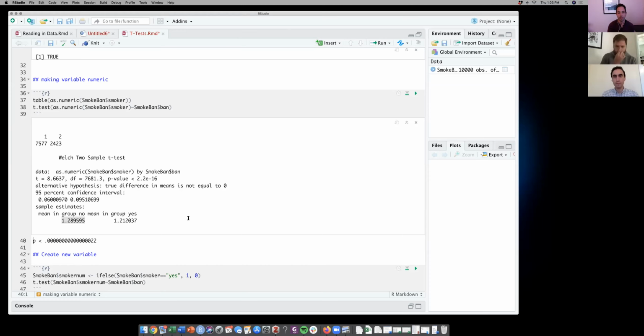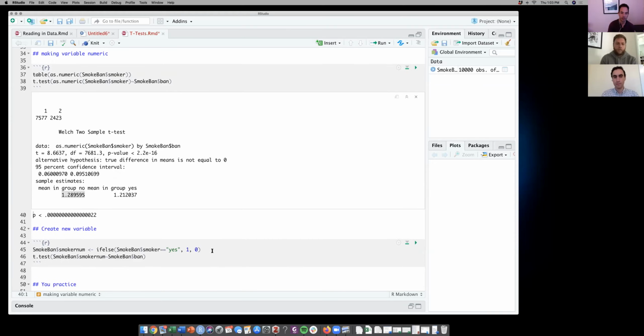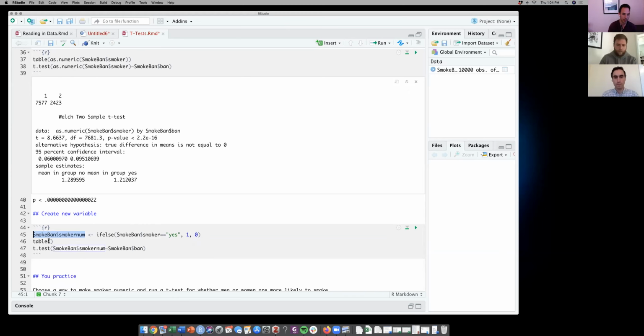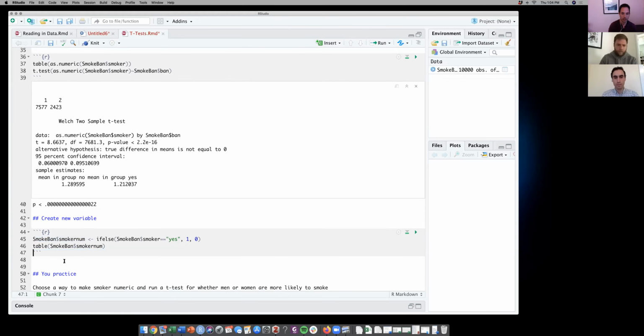And so a more complicated way to do this is by making a new variable, which is what I do down here, by creating a new smoker numeric version with an if else. And so I say, if the person is yes a smoker, make them into a 1, or if not yes, make them into a 0. And I can add a table here, and we can take a look.